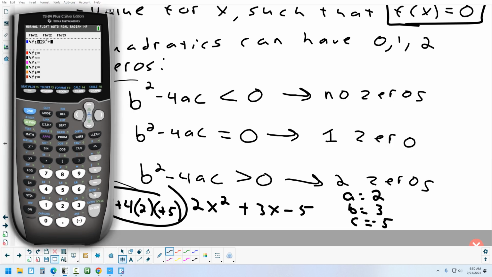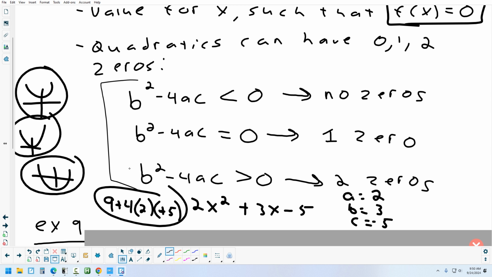So let's just see what it looks like. But I guarantee you, it will cross twice. There's once, there's twice. Okay, it doesn't tell me where it crossed, but it did tell me it crossed twice. Any questions on that?